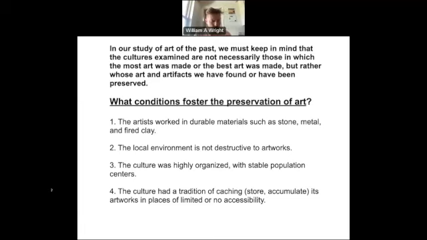Because when you move, when things change, when there's upheaval, there's an inevitable loss or throwing away of things. This is just the way that works. So a highly stable, organized population center stays in one place, and that leads to this last point, which is typically in places where they're stable culture centers. There's a tradition of storing or accumulating or caching artwork in places of limited or no access. So basically museums or tombs, things that make sure the artwork just stays in that one place and people don't have access to it.